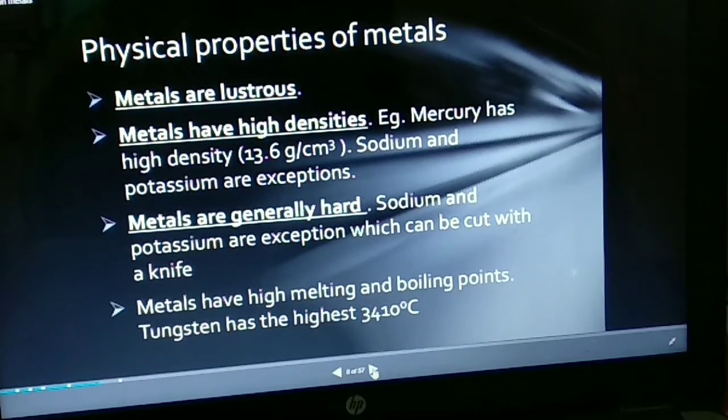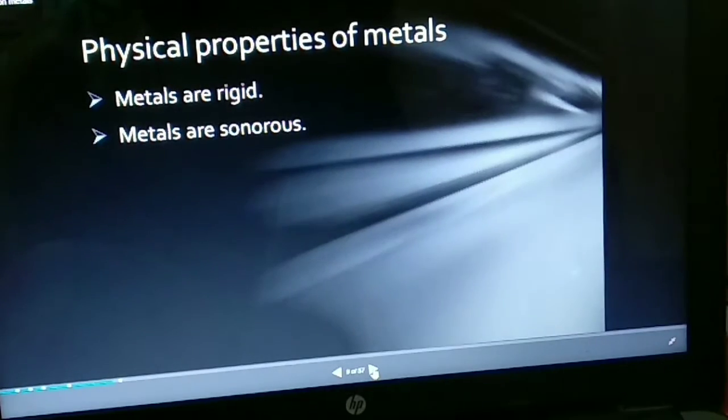Physical properties of metals we have completed. Metals are lustrous, metals have high densities. For example, mercury has high density, that is 13.6 gram per centimeter cube. Sodium and potassium are exceptions. Metals are generally hard. Sodium and potassium are exceptions which can be cut with a knife. Metals have high melting and boiling points. Tungsten has the highest, 3410 degrees Celsius. Metals are ductile, metals are sonorous.